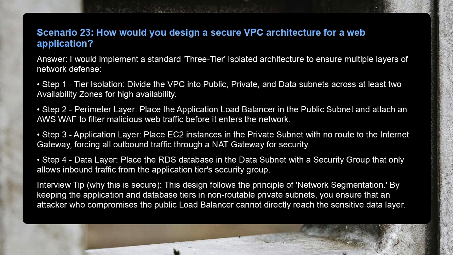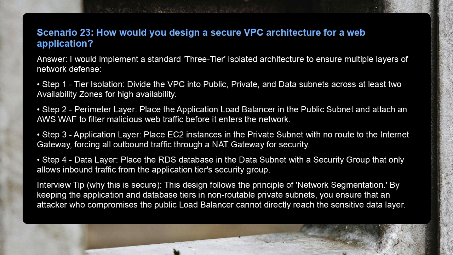Scenario 23. How would you design a secure VPC architecture for a web application? Answer. I would implement a standard 3-tier isolated architecture to ensure multiple layers of network defense. Step 1. Tier isolation. Divide the VPC into public, private, and data subnets across at least 2 availability zones for high availability. Step 2. Perimeter layer. Place the application load balancer in the public subnet and attach an AWS WAF to filter malicious web traffic before it enters the network.